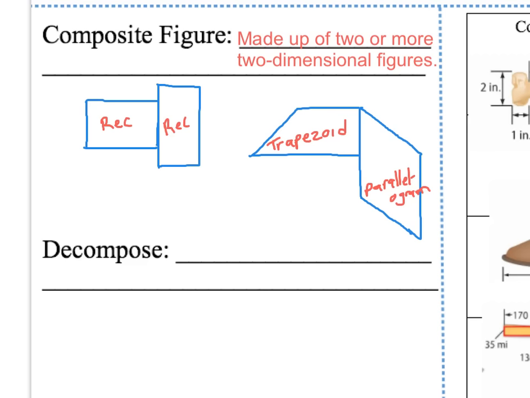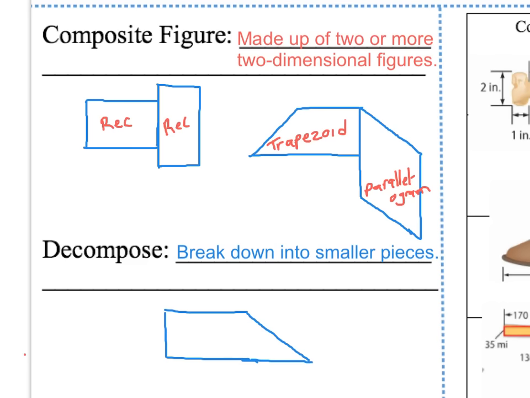The second vocabulary word is to decompose. Decompose means to break down into smaller pieces. In this case, since we're talking about composite figures, we can break them down into smaller shapes or basic shapes. So for example, take this trapezoid that we have drawn. I could decompose this into two basic shapes. So now I have a rectangle and I also have a triangle. If I wanted to, I could find the area of the rectangle and the area of the triangle, add them up, and I would get the area of the entire shape.